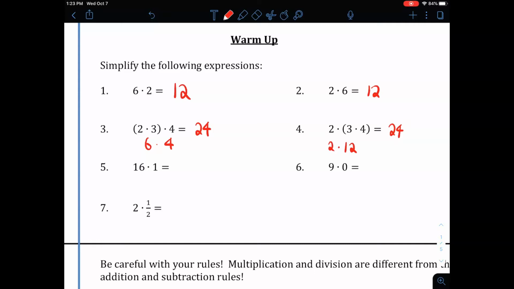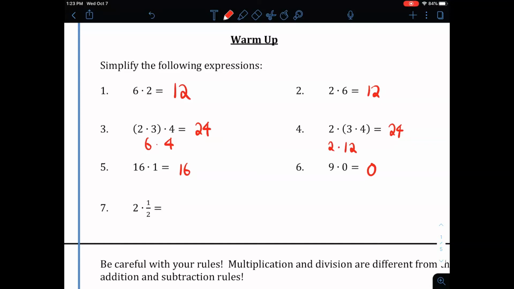All right. 16 times 1, really hard question. What's anything times 1? It's going to be itself. So 16 times 1 is going to be 16. Good. And likewise, anything times 0 is going to be what? It's going to be 0. So 9 times 0 is going to be 0.